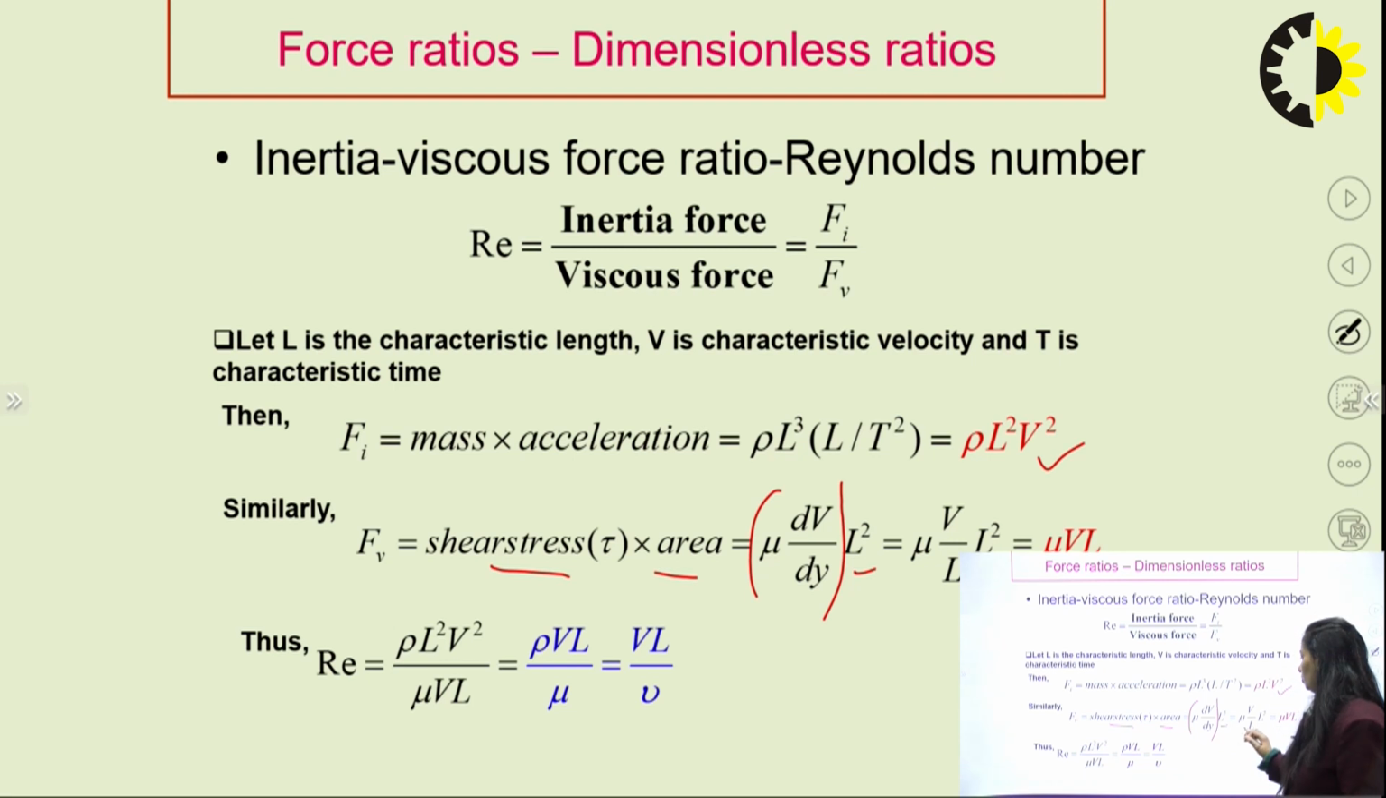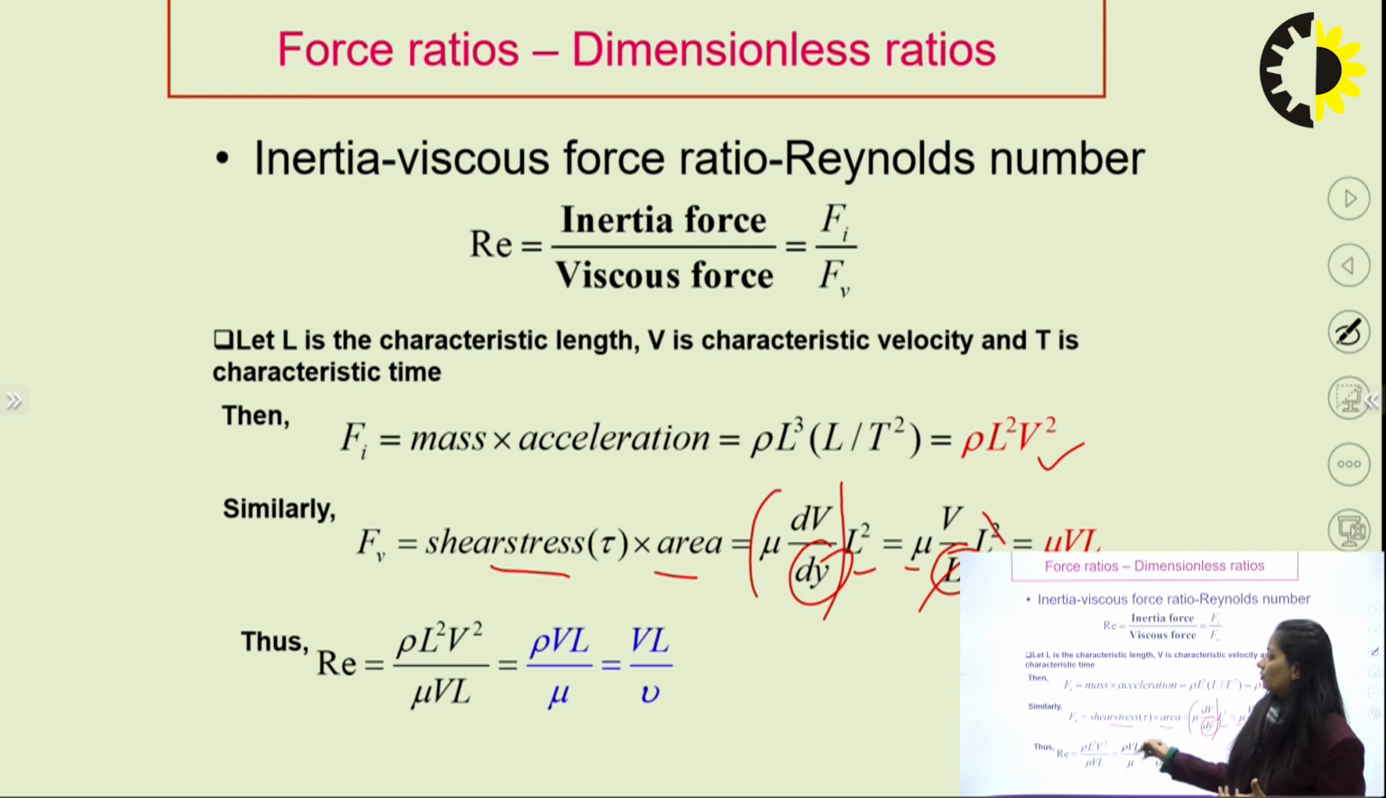Okay. Now, as we are taking a linear variation, you can write dv by dy as V by L. Simple, because here y is length, we are writing in all the fundamental dimensions, so you can write mu V by L multiplied by L square. Here one L gets cancelled out, and what is left with us now? Fv equal to mu V L. So what will your Reynolds number be now?